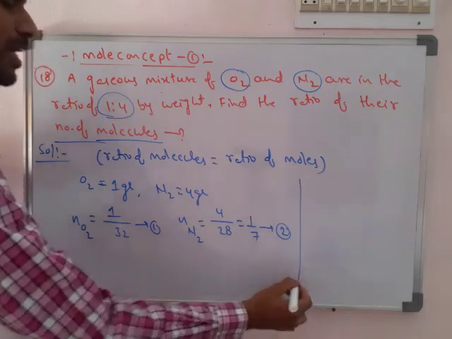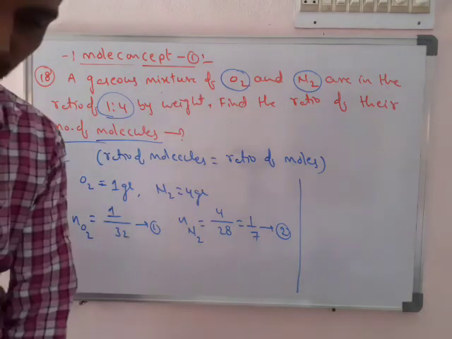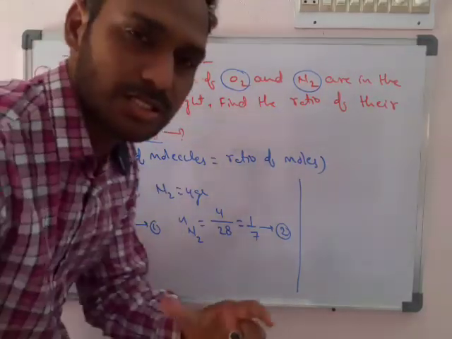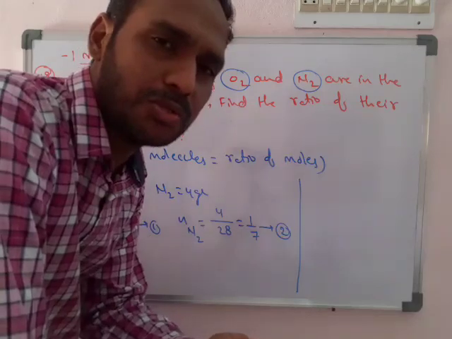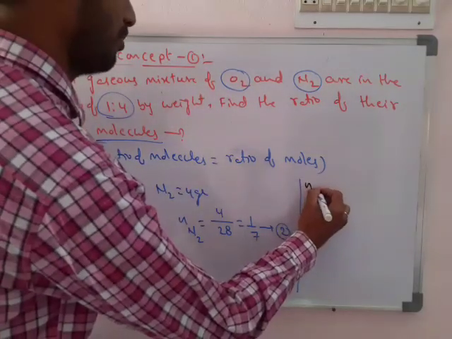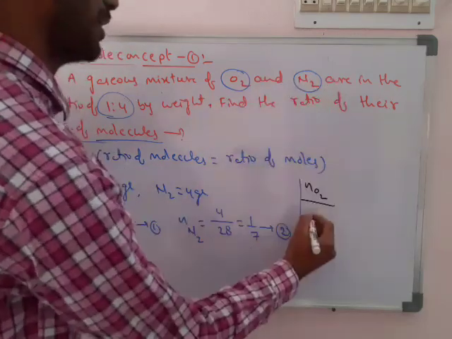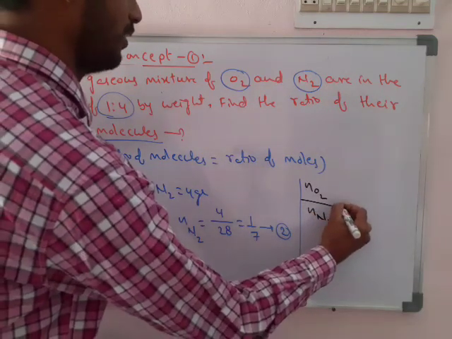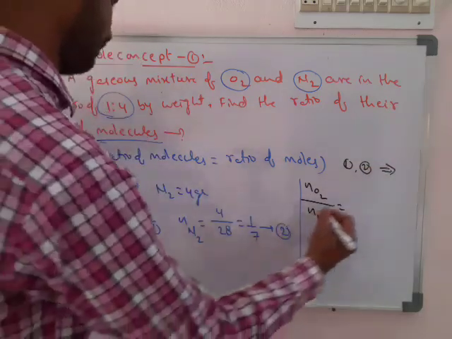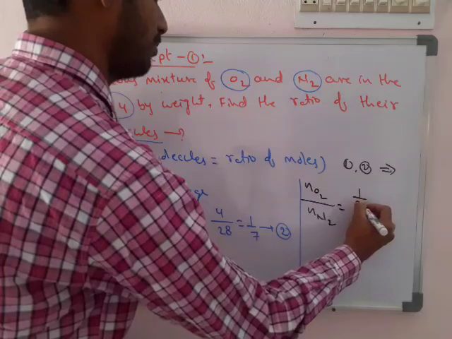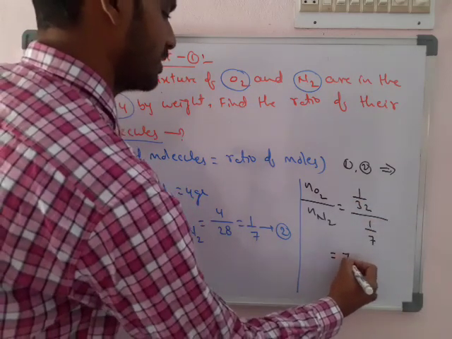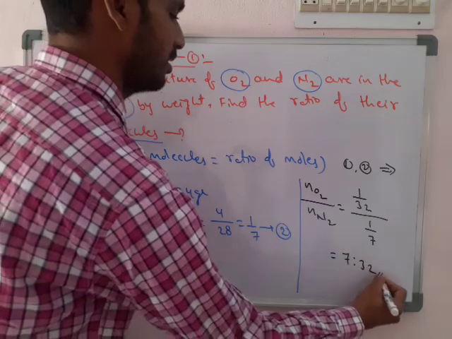So మనం find out చేయాల్సింది just the ratio of these two. Ratio of the number of moles. Actually మనం find out చేయాల్సింది number of molecules. Number of molecules ratio nothing but number of moles ratio equal. Therefore number of oxygen to nitrogen, with the help of equation 1 and 2 we can take 1/32 by 1/7. So that is equal to 7 is to 32.